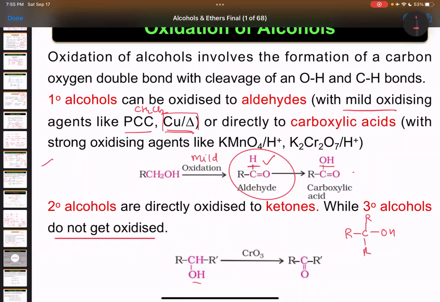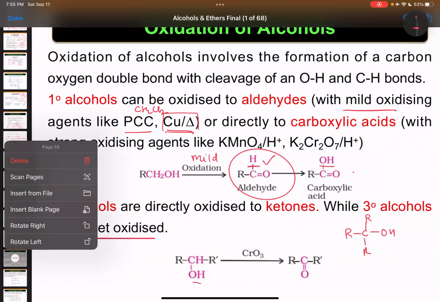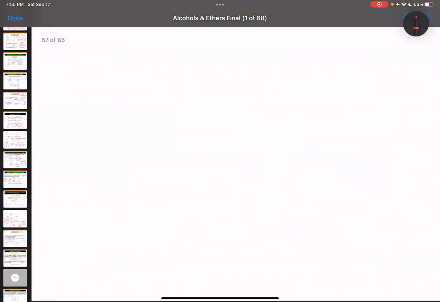And what about strong oxidizing agents? Acidic KMnO4, or K2Cr2O7, acidified potassium dichromate, or acidified potassium permanganate, KMnO4. Nitric acid also.